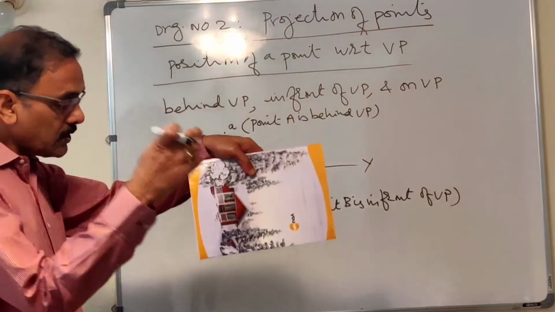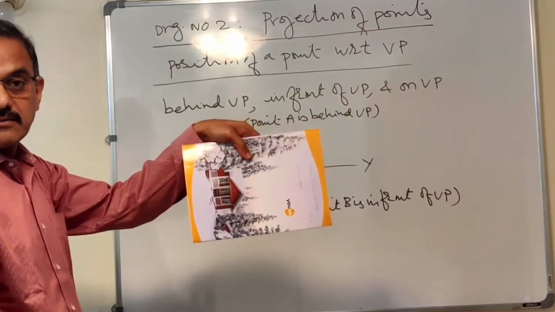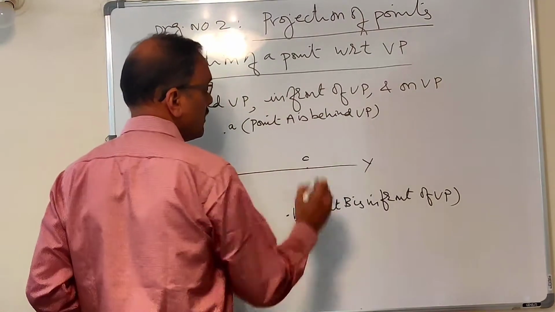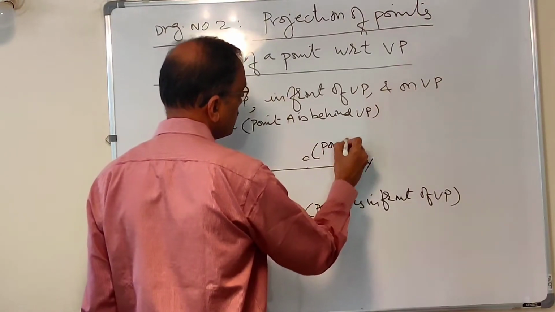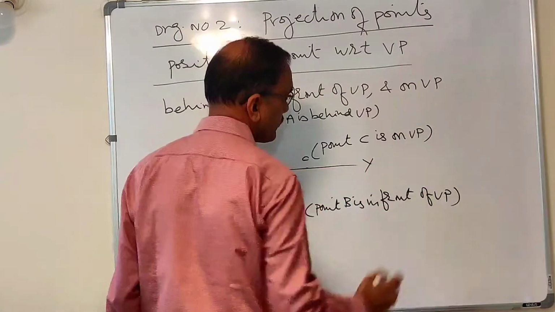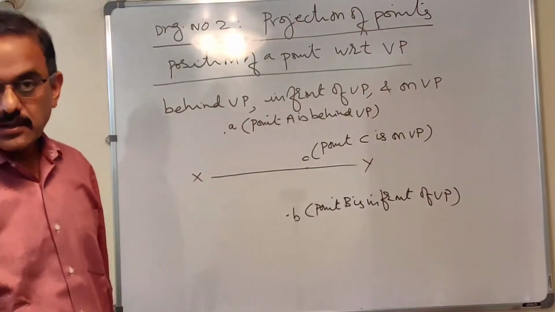Similarly, if I put the point on VP and project it, it exactly comes on the XY line. So C, if I have a point C on the XY line, I can write point C is on VP. So is that clear to you now?